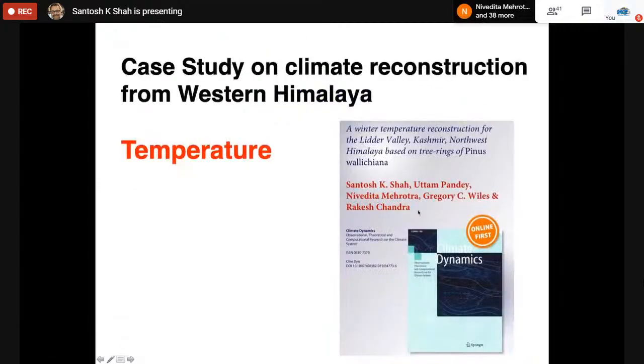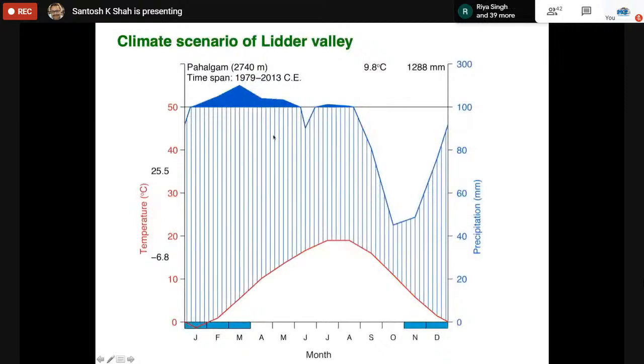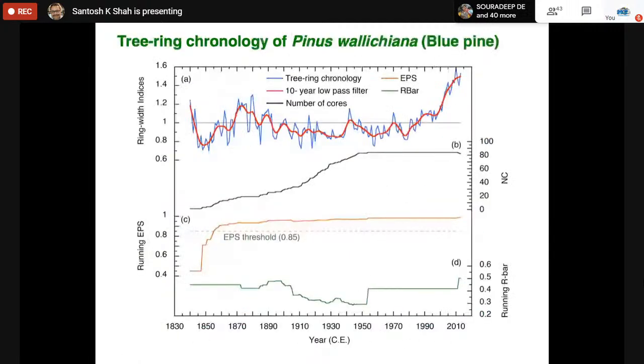This is one case study from the Western Himalayan region. For temperature, we collected samples of pine, Pinus wallichiana, that is blue pine, from the Pahalgam region of the Kashmir Valley, and this is the climate of the Kashmir Valley. The climate of that valley is only available from 1979 to 2013. Here, this is the tree ring chronology of Pinus wallichiana, blue pine. It extends from 1840 to 2014, and this is the sample depth.